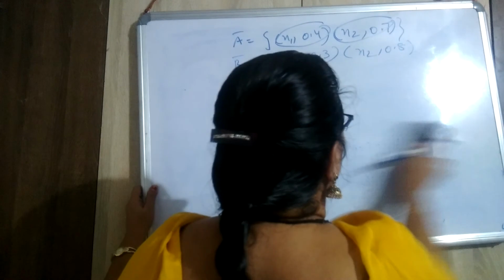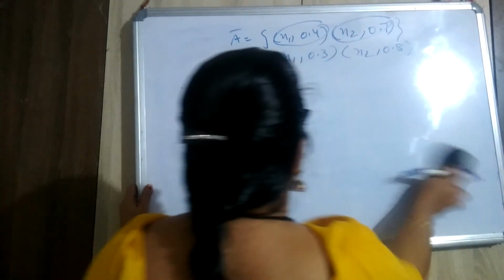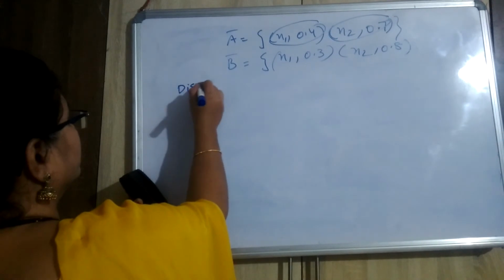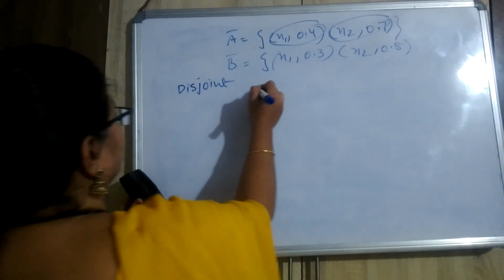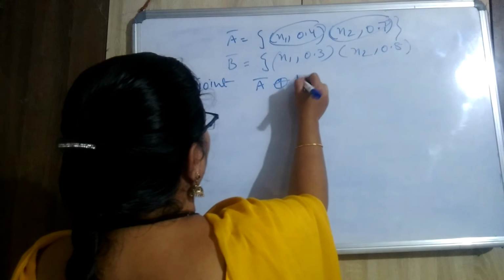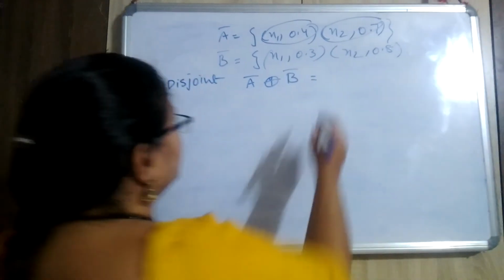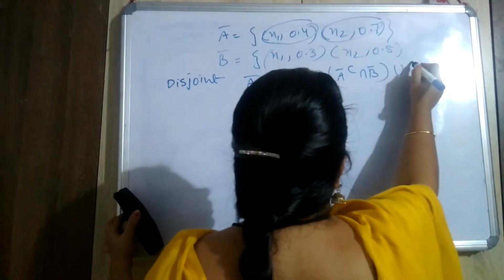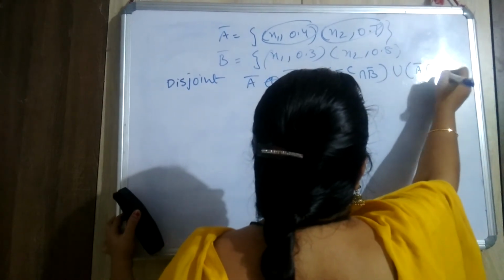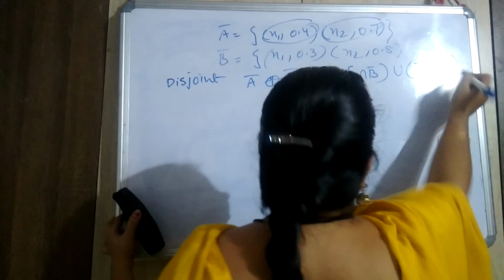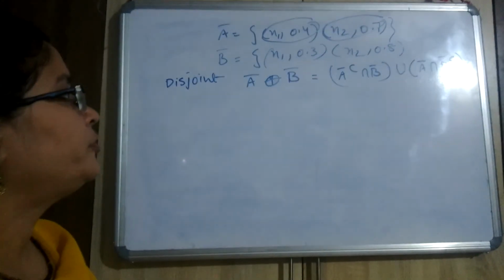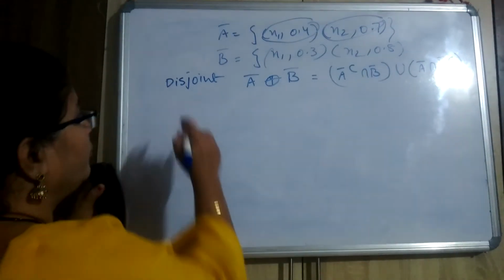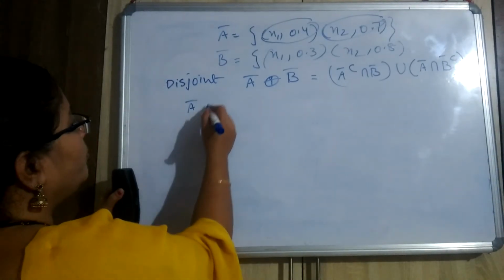Let us see the next operation, which is disjoint. It can be represented as A bar disjoint B bar, which is equal to A complement intersection B bar union A bar intersection B bar complement. First of all we have to find out these two. First of all we have to find out the A complement. What is the A complement now?